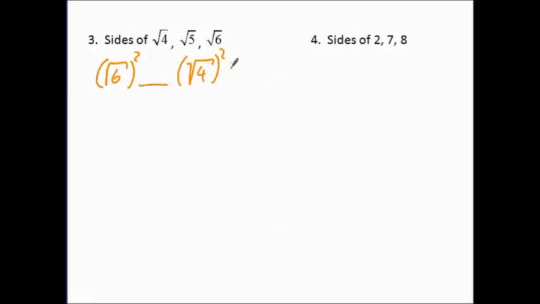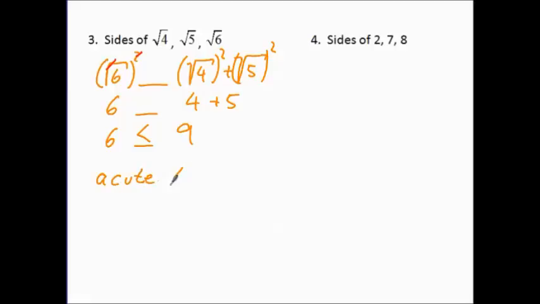Square root of 4 squared plus the square root of 5 squared. In other words, and again, as before, squaring and square root cancel each other out. So 6 gets compared to 4 plus 5. 6 compared to 9. 6 is less than 9. So if c squared is smaller than a squared plus b squared, we have an acute triangle.